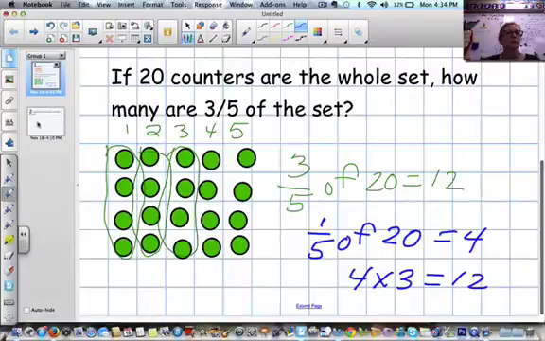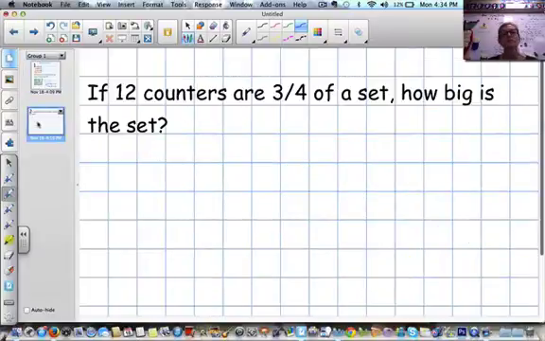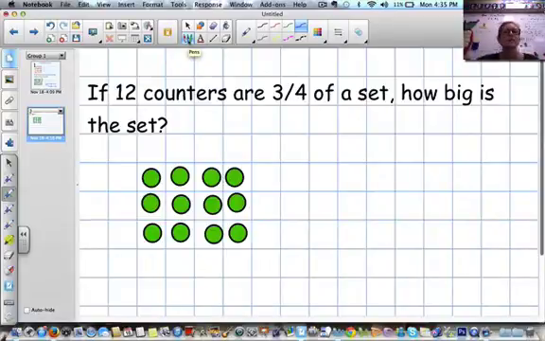Let's flip to the next type of problem, and this is sometimes a little bit more challenging. So, kind of starting from a different point of view. If 12 counters are 3/4 of a set, how big is the set? Okay, I'm going to pause it while I pull out some of the little circles for you. Okay, so I have 12 counters. And I've said that these 12 counters are 3/4 of some set. And we're trying to figure out how big is the whole set.